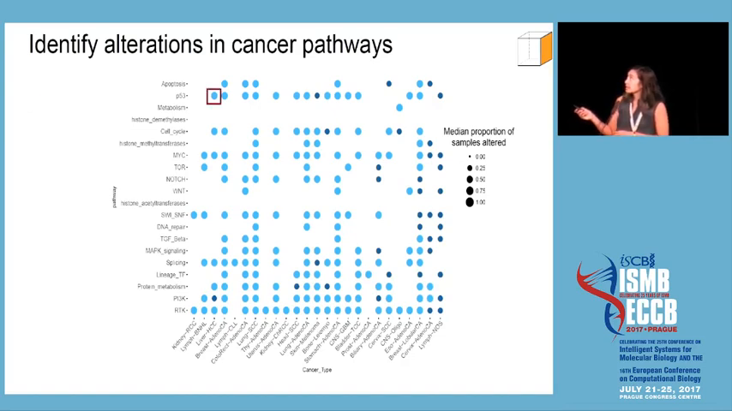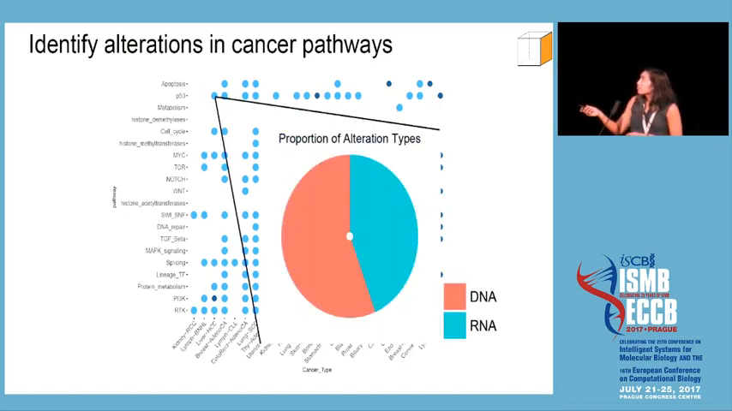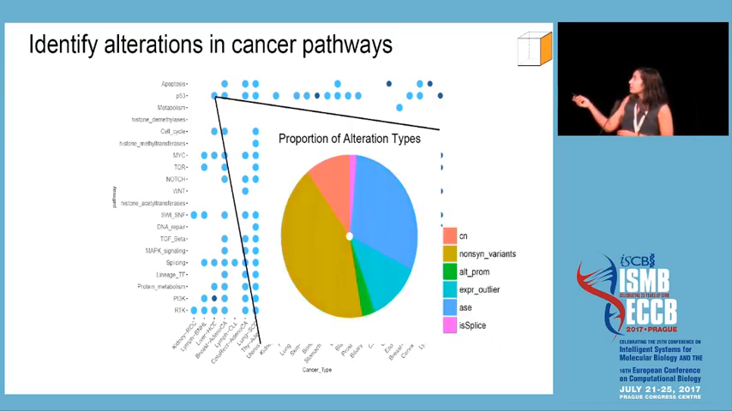So let's take an example, P53 for cancer samples. We see that it's recurrently altered on the DNA and RNA level. But what we can see is the proportion of alteration types, so we see that almost 50% of the samples that have an alteration in the P53 pathway, it's due to an RNA alteration, not a DNA alteration. And furthermore, we can have an even closer view on exactly what those alterations were that altered those pathways.